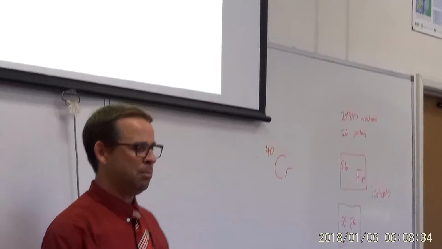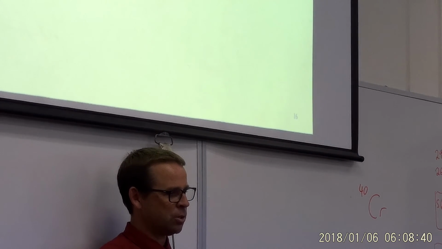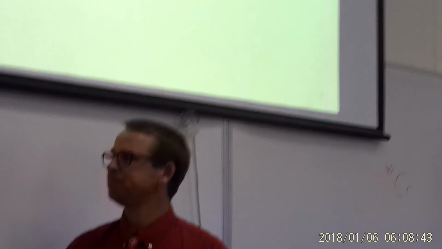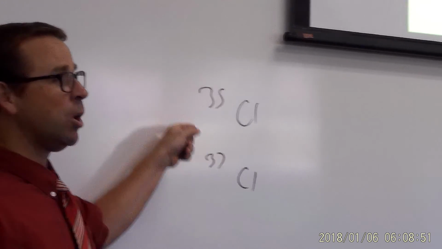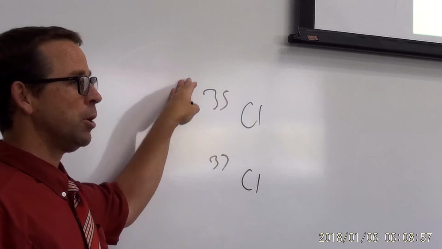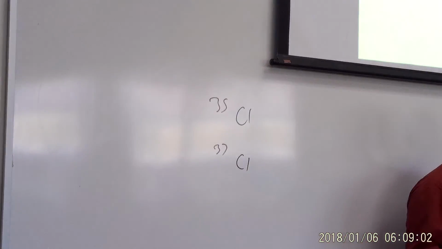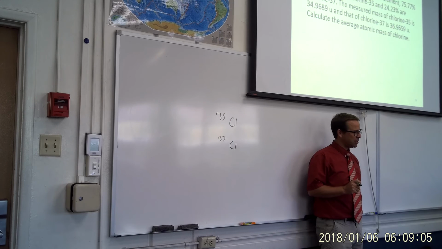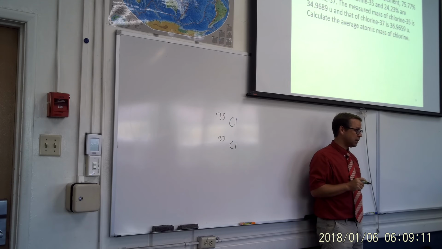So what we have here is a mix of two different isotopes, chlorine 35 and chlorine 37. And that means these two differ from each other by the number of what? Well, they have the same number of protons. They're both chlorine, but they have different numbers of neutrons. Now they give us the masses of chlorine 35 and 37. The mass of chlorine 35 is 34.9689, and that of 37 is 36.9659.